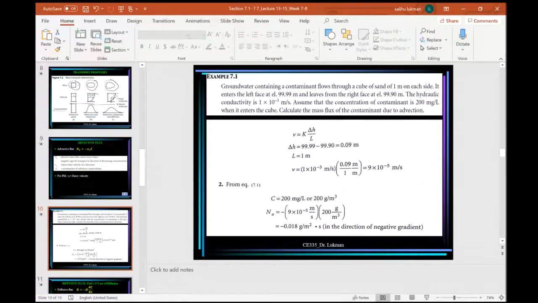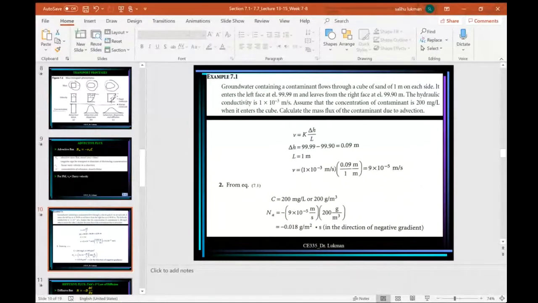Now, let's take an example to demonstrate the application of the advective flux. It says groundwater containing a contaminant flows through a cube of sand of 1 meter on each side. It enters the left face at elevation 99.99 meter and leaves from the right face at elevation 99.90 meter. The hydraulic conductivity is 1 times 10 to the power minus 3 meter per second. Assume that the concentration of contaminant is 100 milligram per liter when it enters the cube.